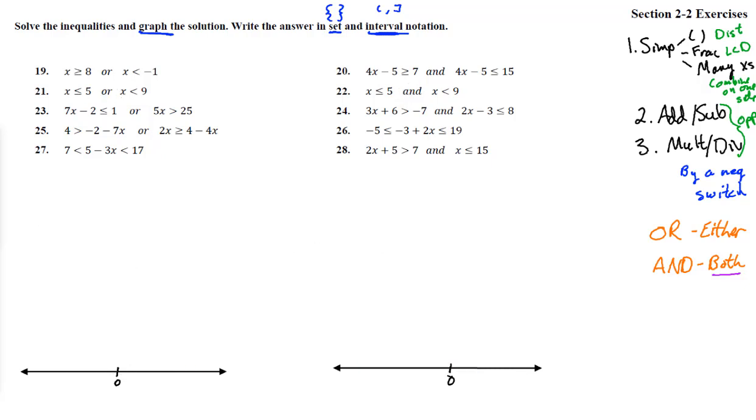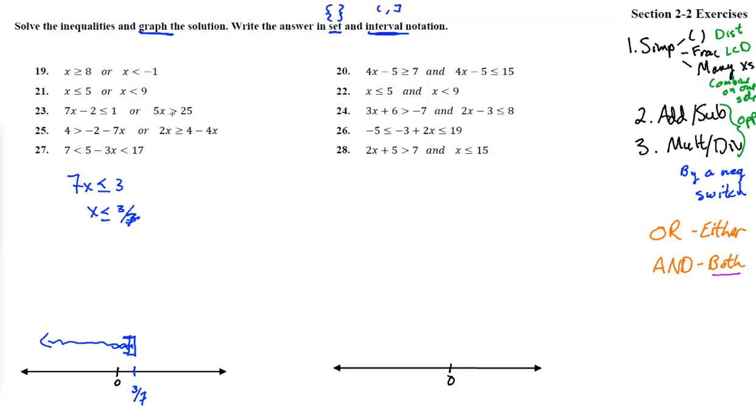Great. Number 23. 7x minus 2 is less than or equal to 1, so add 2 to both sides, and we get 7x less than or equal to 3. Divide by 7, we get x is less than or equal to 3/7. I wrote a 3 up there. So 3/7, put it right there. 3/7, and we want to be less than or equal to. There we go. We use the bracket for equal to. I guess I should put it right over top of that guy.